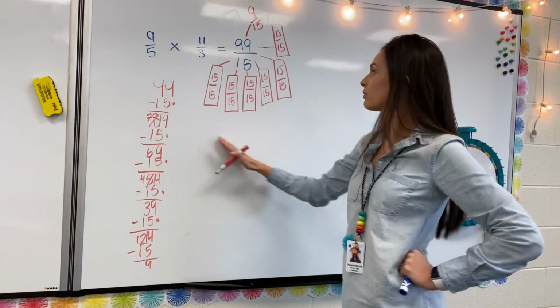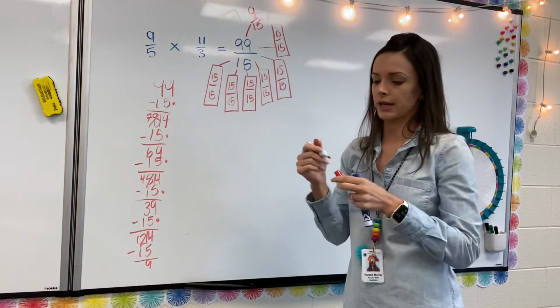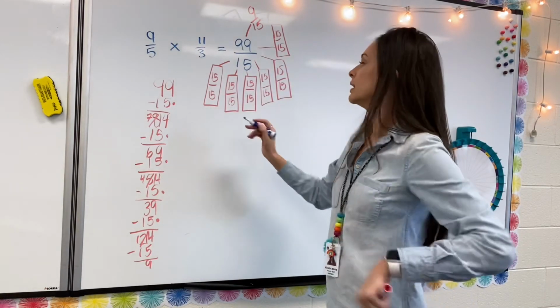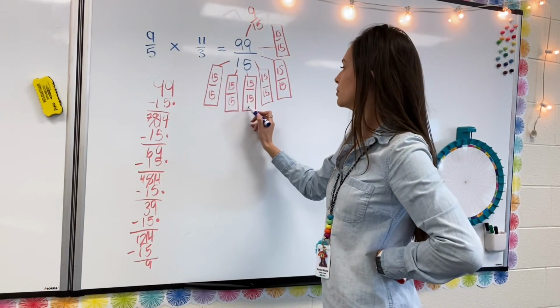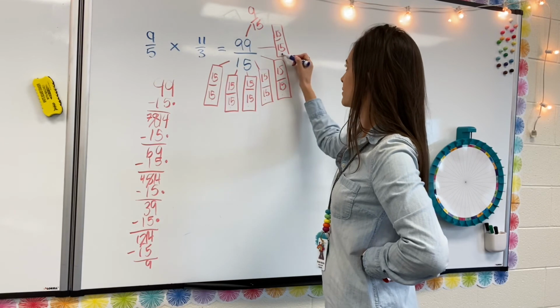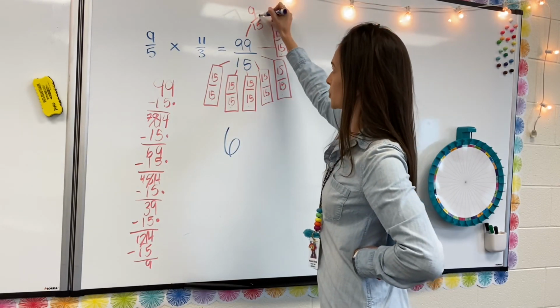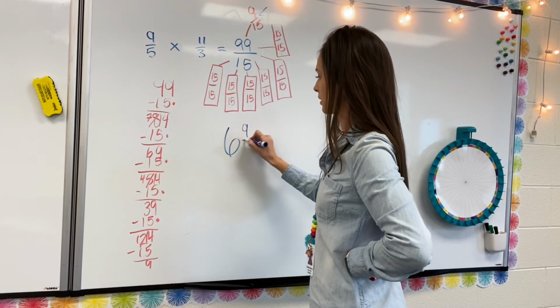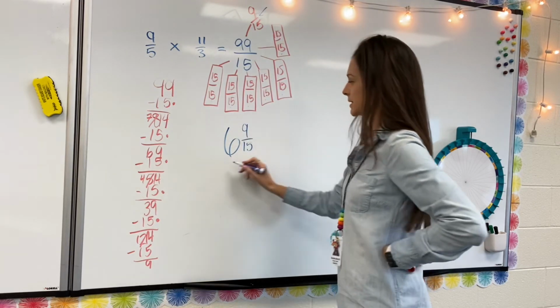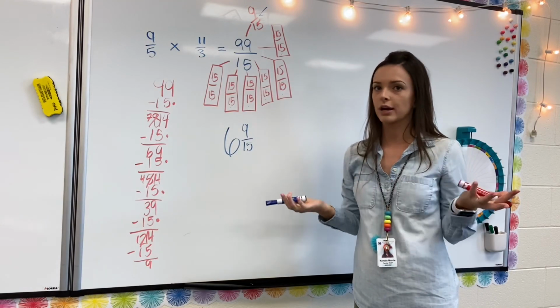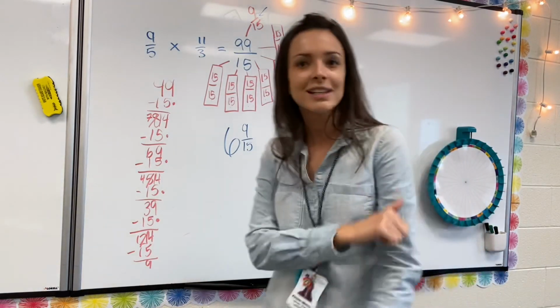So let's rewrite our new mixed number together. I'm looking at this number bond I just made, and I have 1, 2, 3, 4, 5, 6 wholes. And I'm also left with 9/15. 6 and 9/15 is my product. That's it. It's as easy as that.